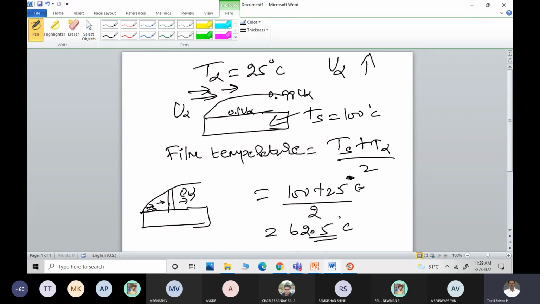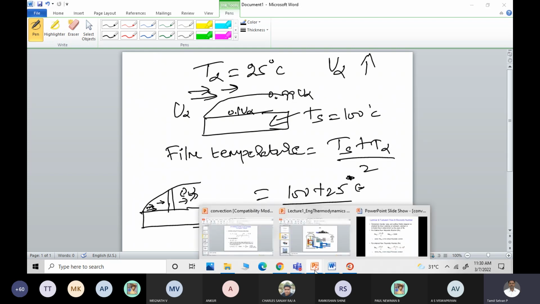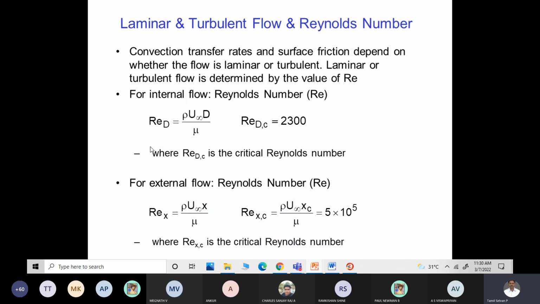In turbulent flow, the fluid particles will be flowing in a zigzag manner. In laminar flow, the fluid particles will be moving in a straight line or streamlined manner. And there will always be a transition stage at which the flow changes from laminar to turbulent. If u infinity is too high, then inside the boundary layer you will have a laminar flow region, a transition region, and a turbulent region. So how to get this? We will get this with the help of the Reynolds number.